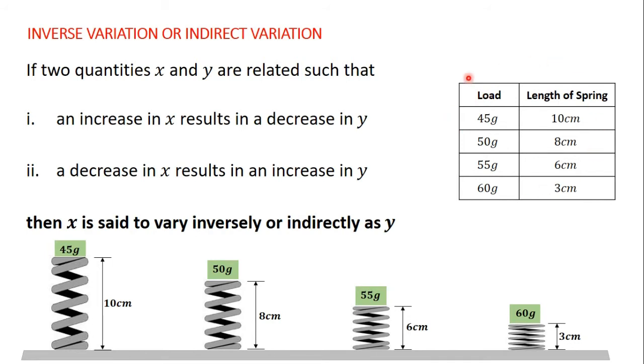So you can see clearly from this table and this illustration that as the load on the spring increases, the length of the spring decreases. Or as the load on the spring decreases, the length of the spring increases. This type of relationship is what we refer to as inverse or indirect variation. As one quantity increases, the other decreases, and as one quantity decreases, the other increases. This is inverse or indirect variation.